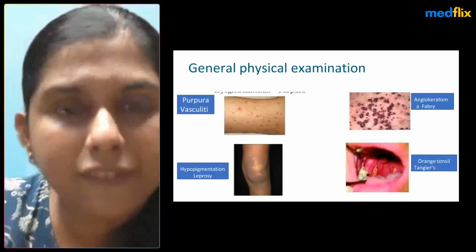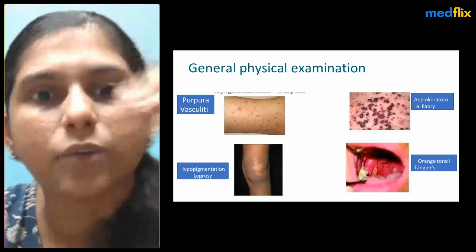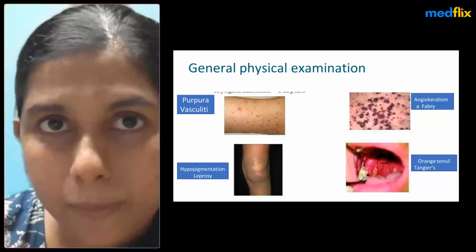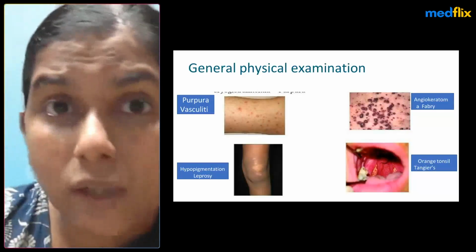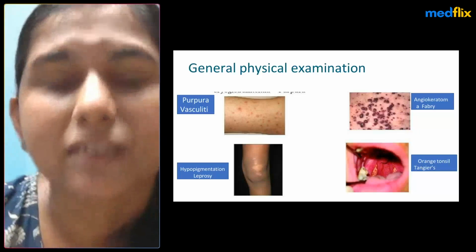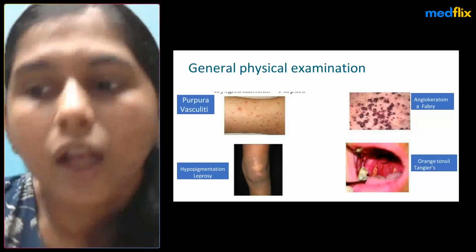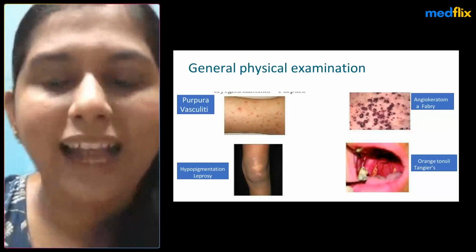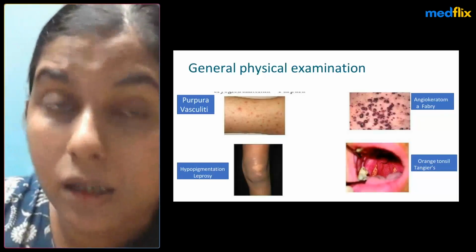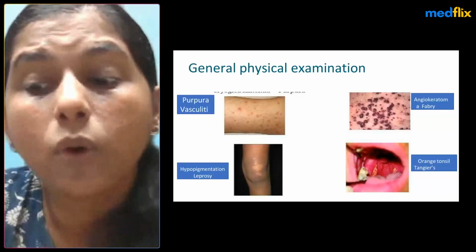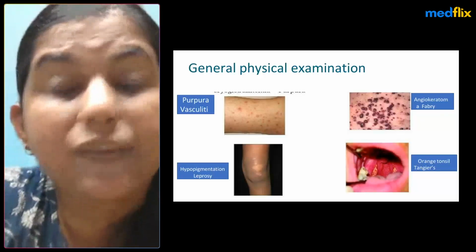Now, on physical examination, what are the things that would strike out to you? Are there any non-blanchable purpura? Could it be a vasculitic neuropathy? Hypopigmented patches. Never ever forget to check this, because again, leprosy can cause mononeuropathy, multiple mononeuropathies as well. So looking for a hypopigmented patch is very important.